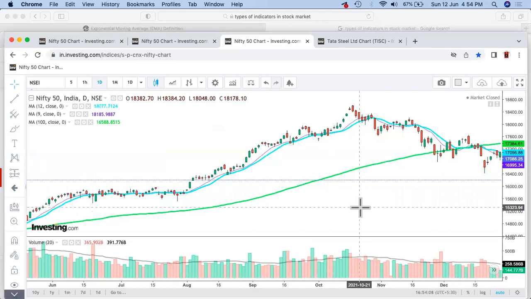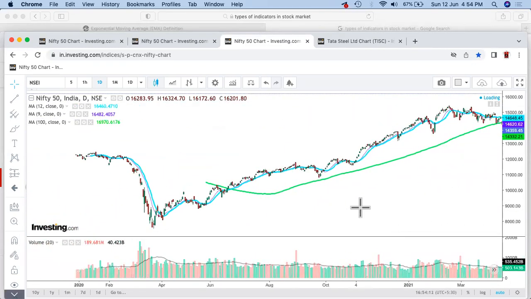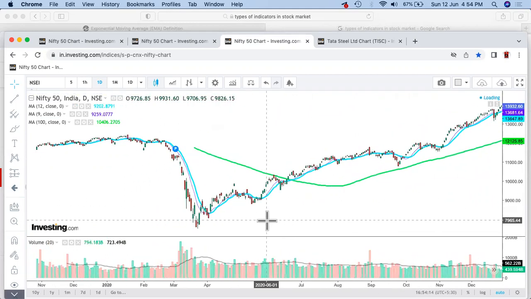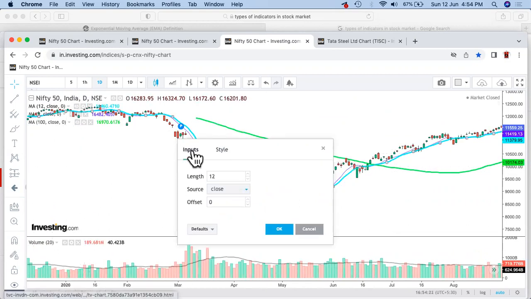Now, if we see, the moving average altogether changes. So these are all moving averages. Only thing is we have kept the time frame in a different way. I'll keep this time frame maybe let's say 36.